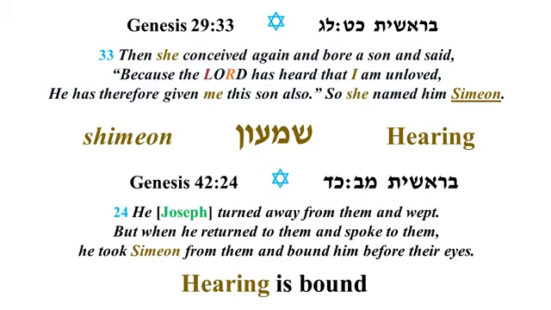He actually puts all of them in a prison for 2 days, and on the third day he releases them. But then he's going to keep Simeon while they go home and get Benjamin to make sure that they're not lying. But it's interesting, Simeon represents hearing. And Simeon is one of the 12 tribes, the Jewish people, right? And the picture here is that the Jews, Shema, the Jews, Simeon, the Jews' hearing is going to be bound.